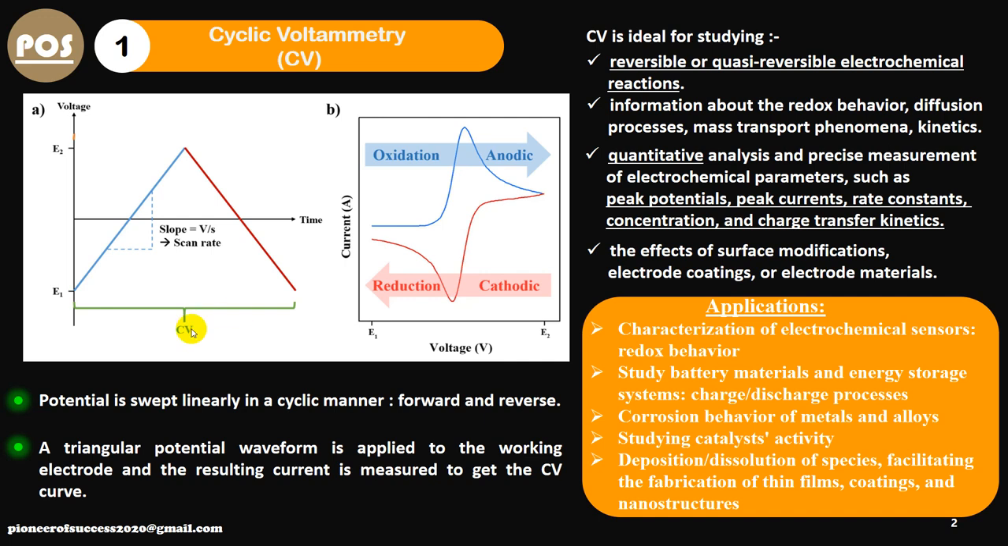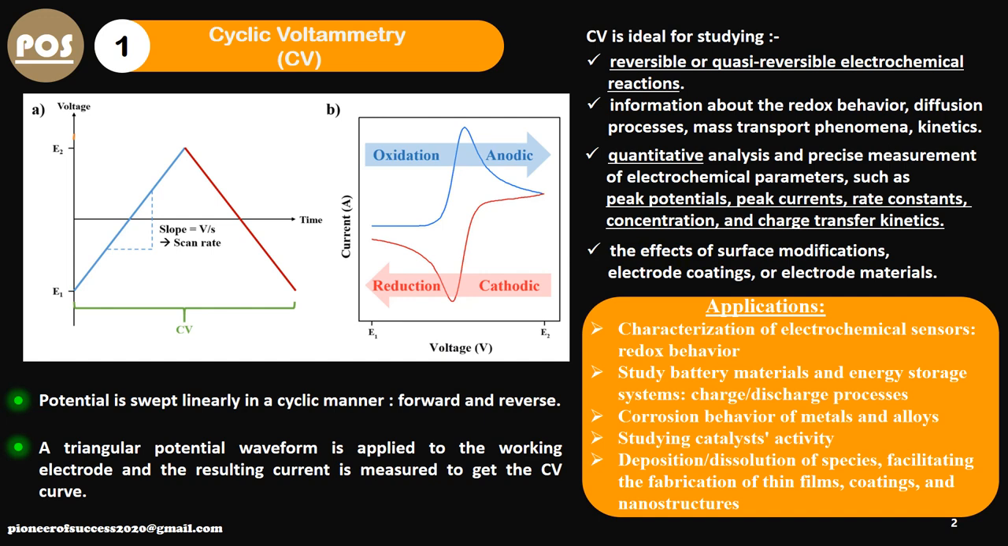The other point which we noted here is the effects of surface modifications, electrode coating or electrode material. So you can also get information about all those things from the cyclic voltammetry curve. That is why it is very important in electrochemistry, as we all know.